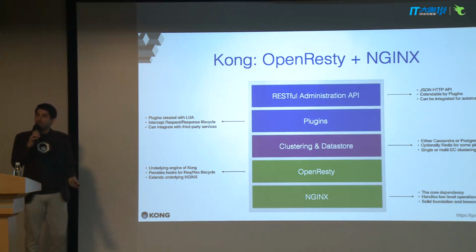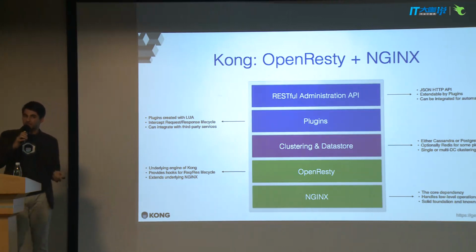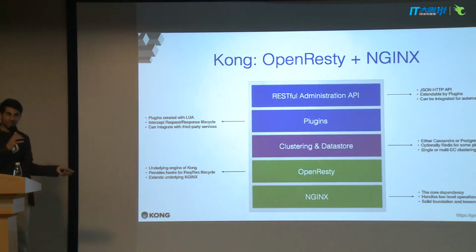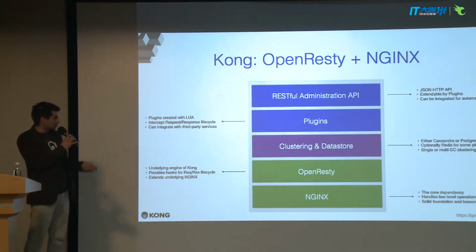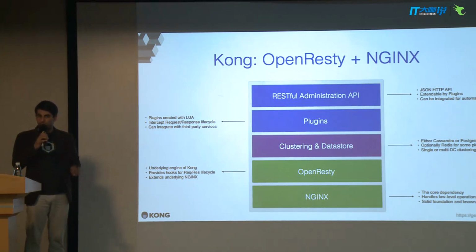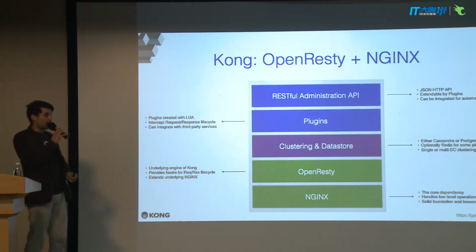On top of OpenResty and Nginx, Kong also adds clustering and data store support. I mentioned before that Kong is stateless. You can add and remove servers and everything will work. But then where is the state stored? Well, you can choose. It can be either Cassandra or Postgres. They will store all the API configuration, the plugin configuration, the consumers, and the credentials that Kong is using.